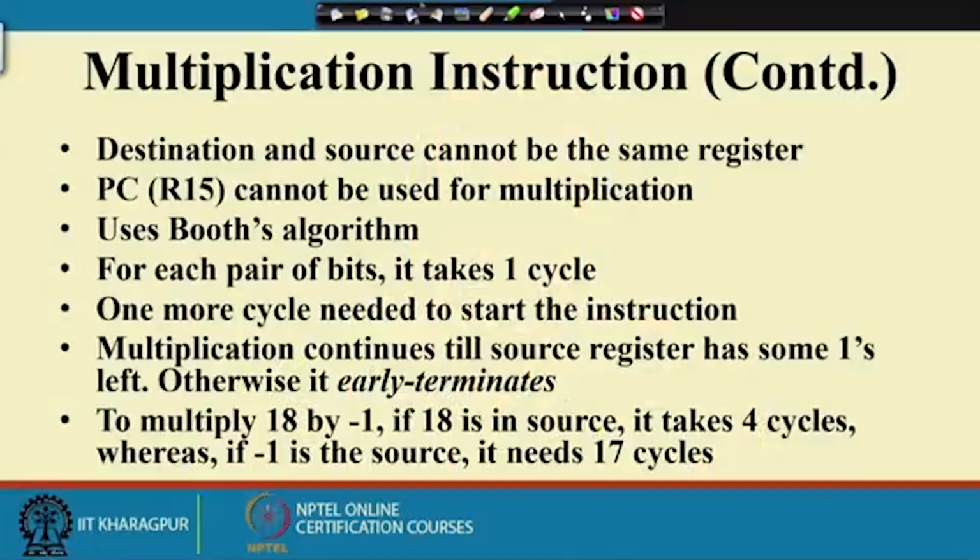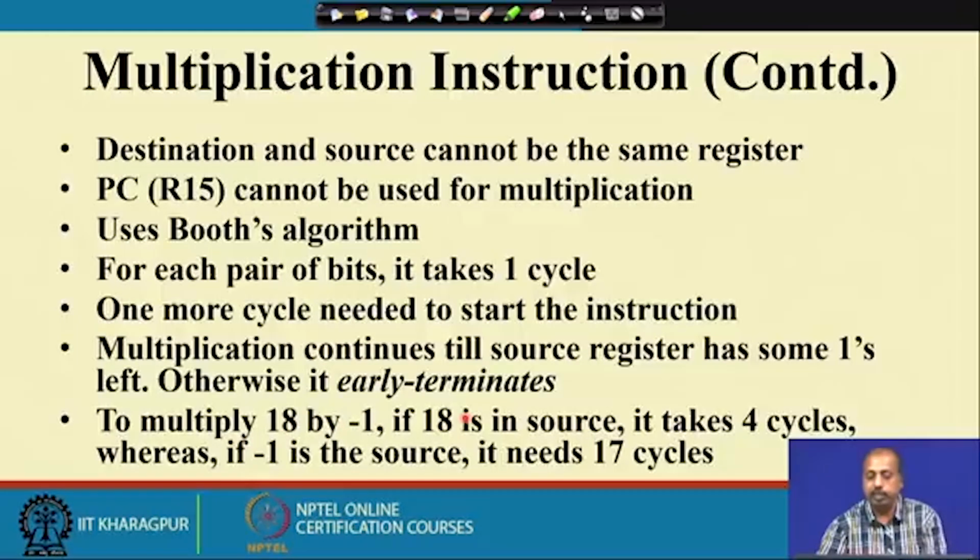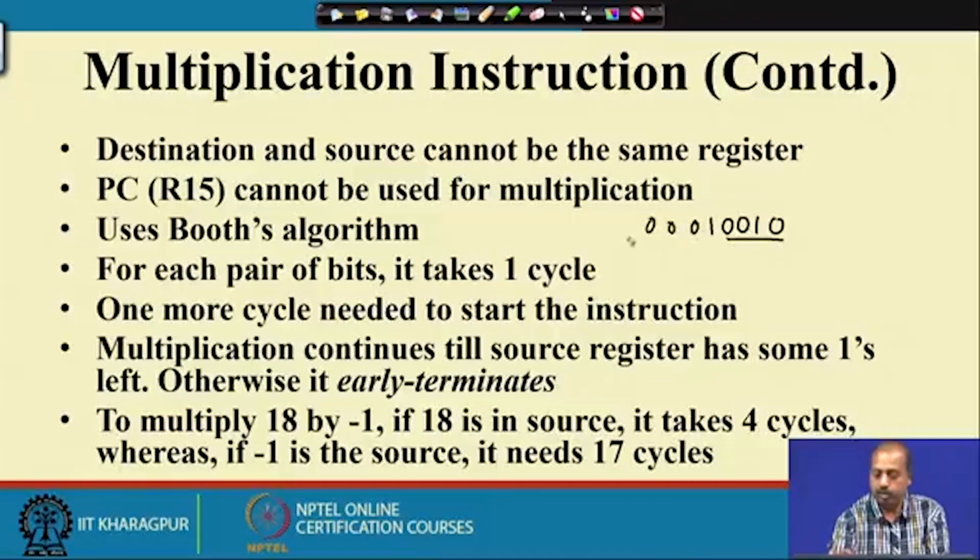So, this is a typical example. Suppose we want to multiply 18 by minus 1. If we take 18 as the source, then it will take 4 cycles, because 18 is, say, this number here. This is the first 4 bits, the next 4 bits, and so on. The rest of the bits are all 0, and I am trying to multiply it by minus 1. For minus 1, all the bits are 1.